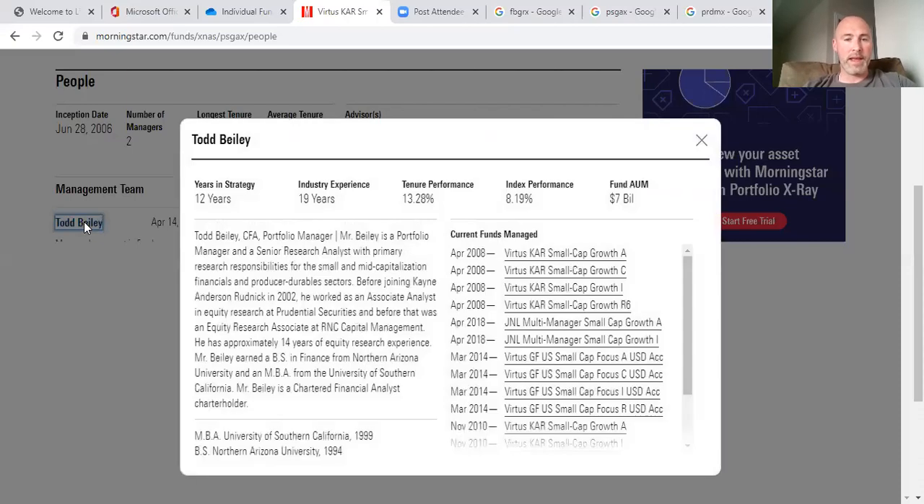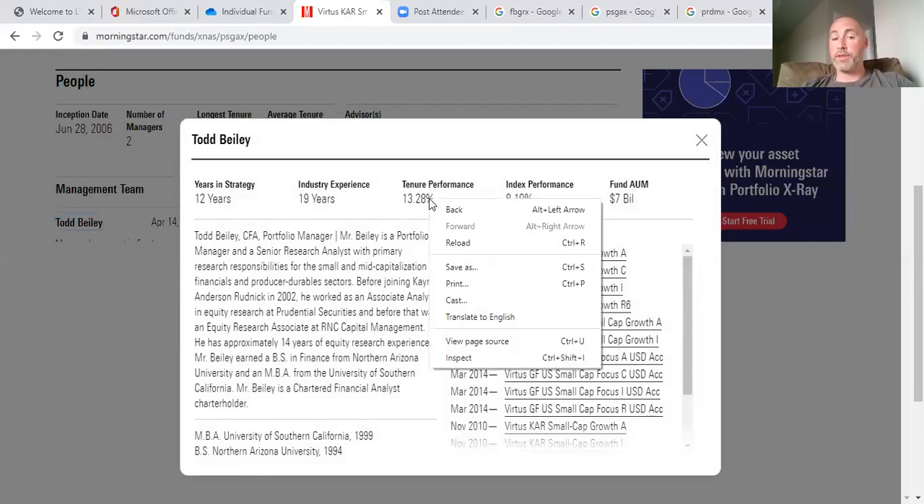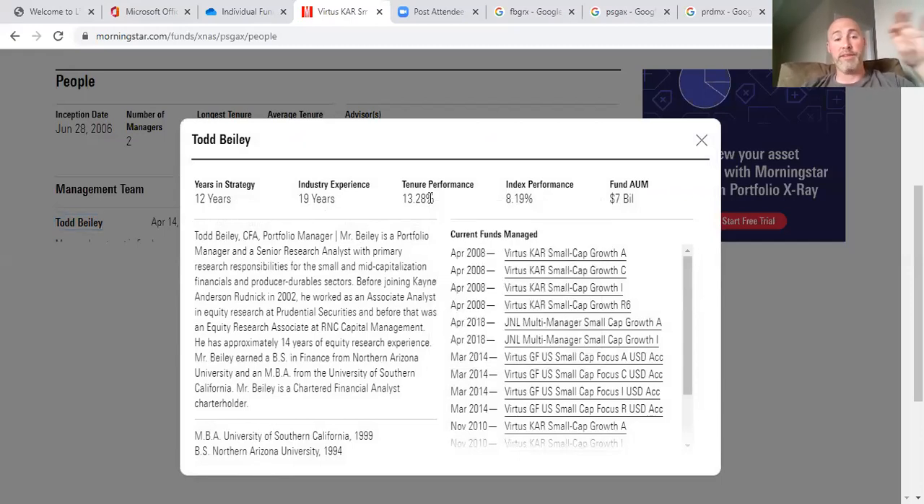If I click on Todd Bailey, he's been on this mutual fund for 12 years, and he's been in the investment industry for almost 2 decades, 19 years. Here's all the stats about Todd Bailey, portfolio manager, senior research analyst. He got his bachelor's from Northern Arizona University and his MBA from Southern California, USC, okay? When he's been on this mutual fund, he's averaged a 13% rate of return. He's done very, very well.